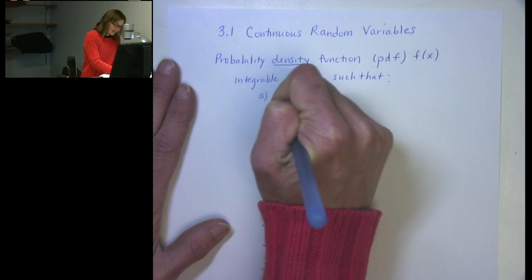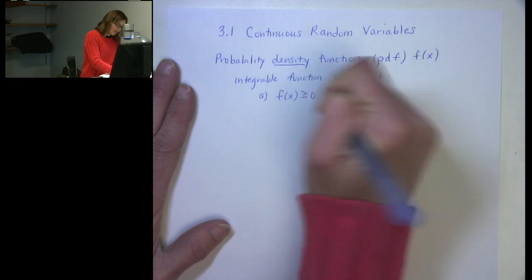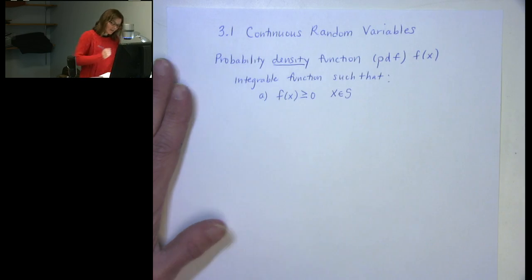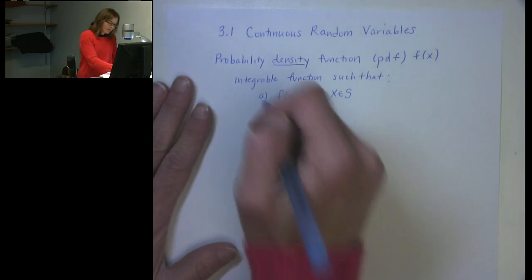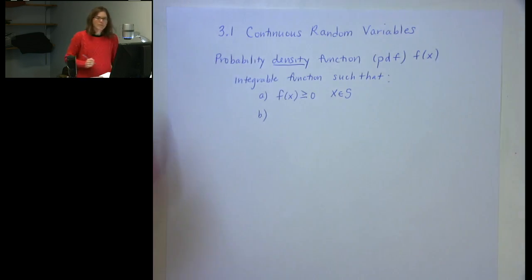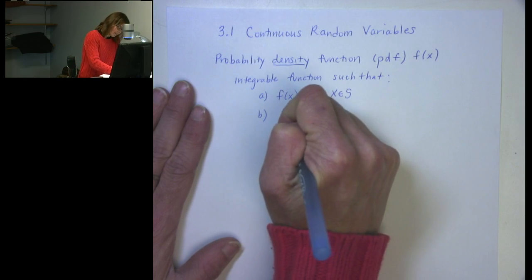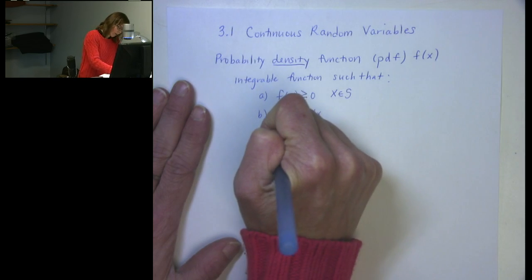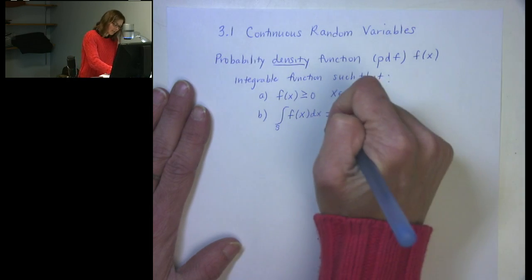The first one is that it always has to take on values greater than or equal to 0 for all values of x that are in the support of our random variable. So remember, the support is just all the possible values that x might take. B, the next condition, is that if we integrate the probability density function f of x over the entire support of x, the total area under the probability density function has to be equal to 1.